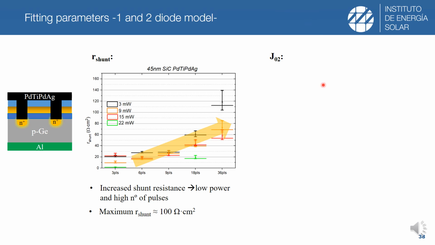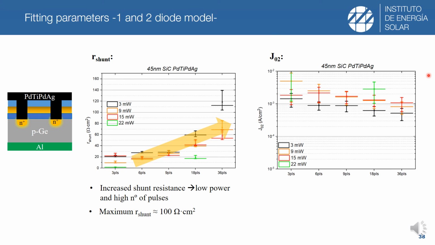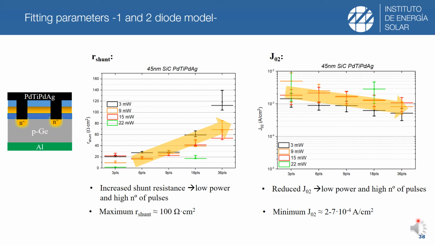In terms of the saturation current density, J02, which represents recombination in the space charge regions, we have observed a higher variability depending on the fitting procedures as compared with the shunt resistance, but still a trend with the laser parameters is observed, in which a reduced J02 can be achieved by lowering the laser power or by increasing the number of pulses, which means that the same laser conditions should be used to improve shunt resistance and J02. However, minimum values of J02 are in the range of 10 to minus 4 amperes per square centimeter, which are still rather high.